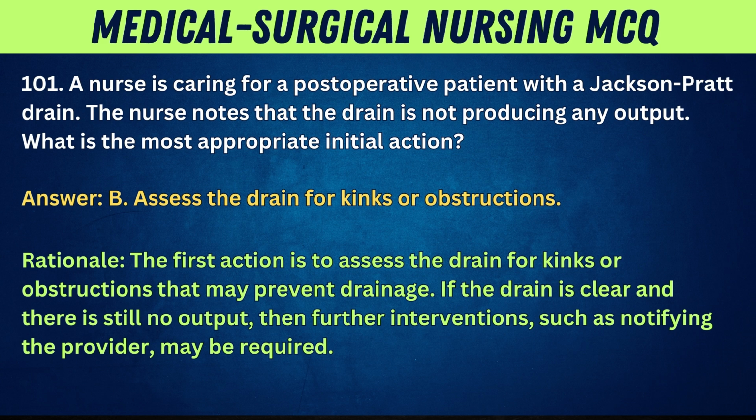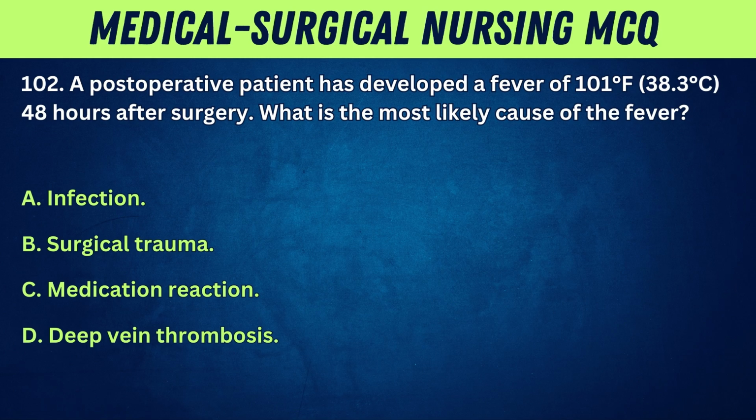Rationale. The first action is to assess the drain for kinks or obstructions that may prevent drainage. If the drain is clear and there is still no output, then further interventions, such as notifying the provider, may be required.